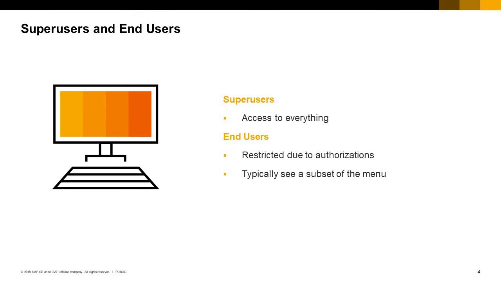There are two types of users in SAP Business One, Superusers and Normal, or End Users. Superusers have access to everything, therefore, they typically view the full menu. End users are restricted to certain actions and menu items due to license type and authorizations. Therefore, end users typically see a subset of the options tailored to their role. We will look at some ways to tailor the cockpit and menu for users to make working in SAP Business One more efficient and enjoyable.